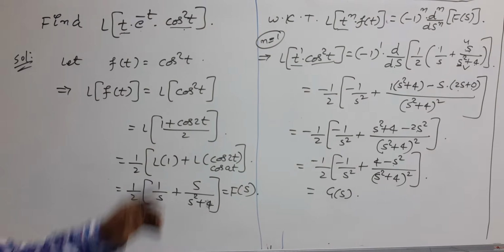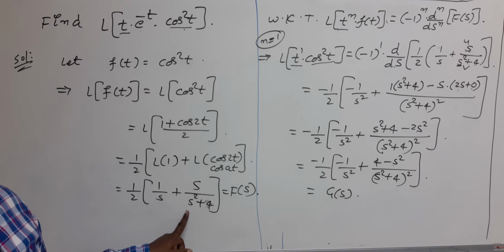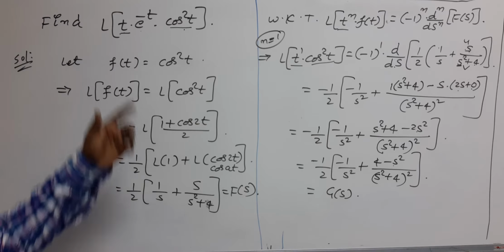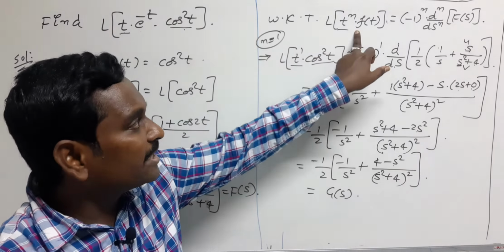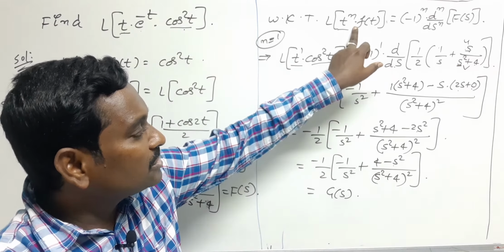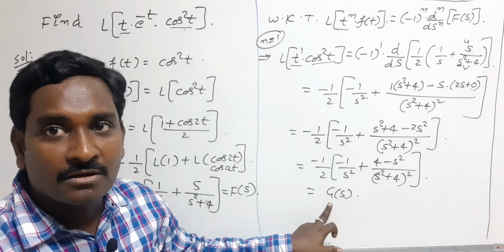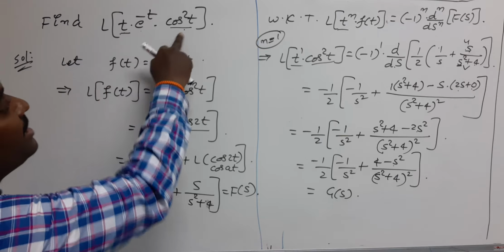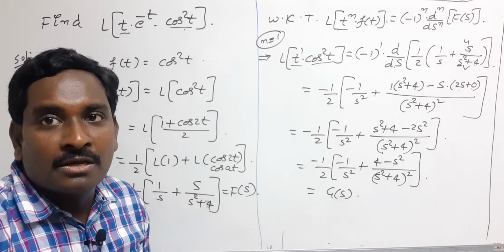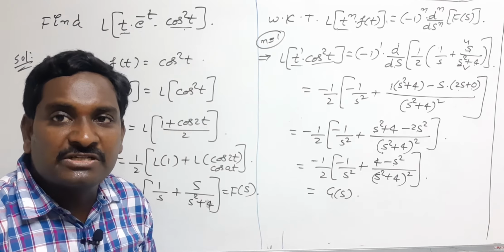Okay, first we consider the cos square t as f of t, whose Laplace transformation is this one, which is f of s. Now we are going to find out L of t into cos square t by using this multiplication rule. According to this rule, we are getting L of t cos square t as g of s. Now it is enough to find out L of e power minus t into t cos square t. So it is in the form of e power at into f of t. That's why you should apply first shifting theorem. Okay.